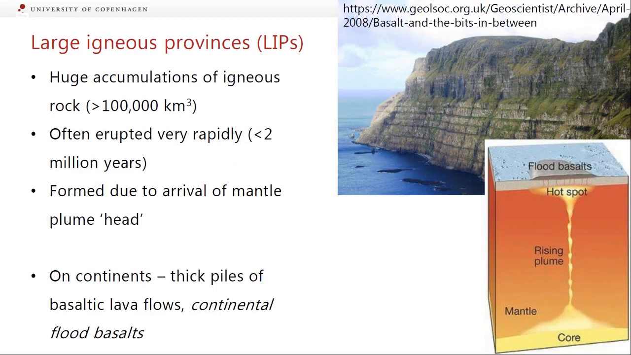All right, so I did mention these at the end of last week's lecture. So large igneous provinces, we talked about the fact that there are these huge outpourings of volcanic rock or igneous rocks in general, and often they're erupted very rapidly on a geological timescale. They form when a plume head, this is like the first rising bit of a plume, hits the shallow upper mantle. And I showed you a picture last week that on continents you often get these big stacks of basalt. So these are called flood basalts or continental flood basalts.